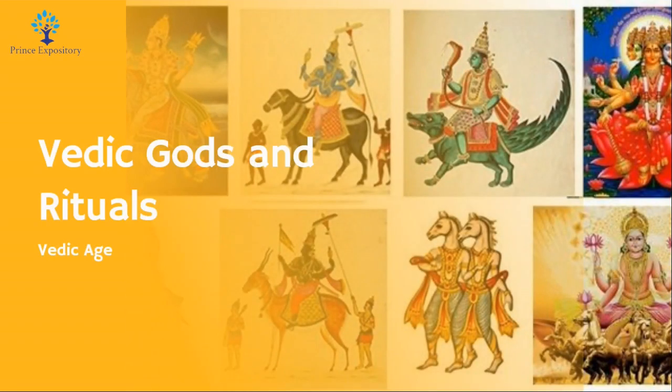Vedic gods and rituals. The Vedic texts contain hymns dedicated to various deities, and the religious practices were centered around sacrificial rituals called yajnas. Major gods like Indra, Agni, Varuna, and others were venerated during these rituals.